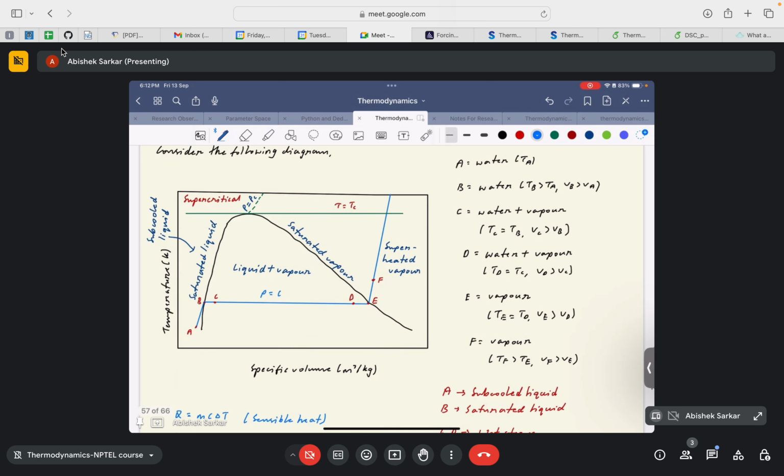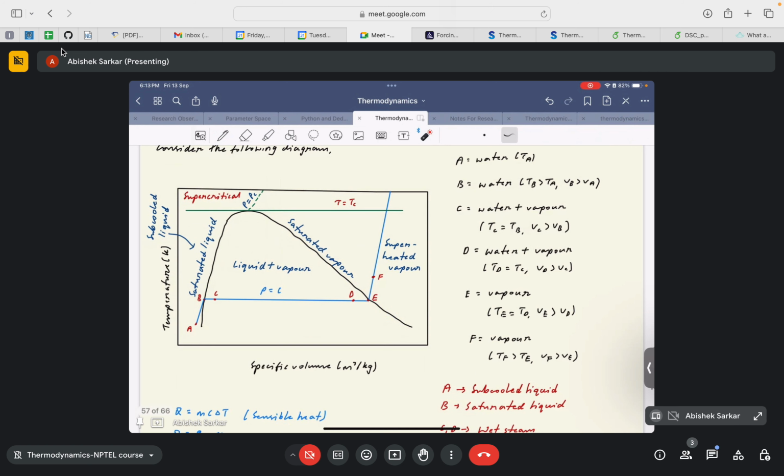So in this TV diagram, this black line, this black skewed dome, I would say skewed because it is skewed to the left side of the plot, is known as the liquid vapor dome, primarily because the liquid vapor region of the steam is encompassed within this dome. That's why it is termed the liquid vapor dome.